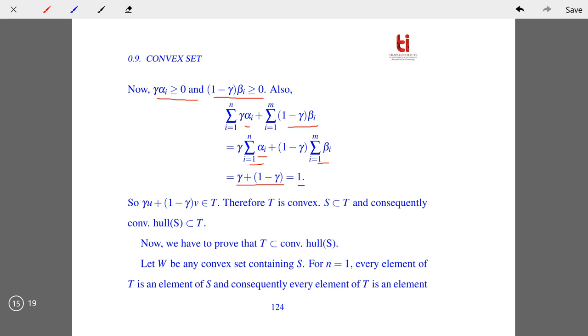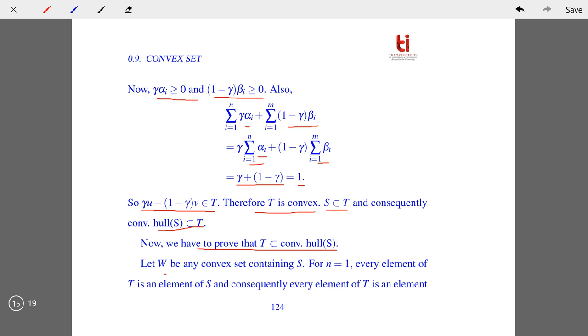So what we found is that gamma u plus (1 minus gamma) v belongs to T. Therefore, T is a convex set. And S is a subset of T, and consequently the convex hull of S is a subset of T. Now we have to prove that T is a subset of the convex hull of S.